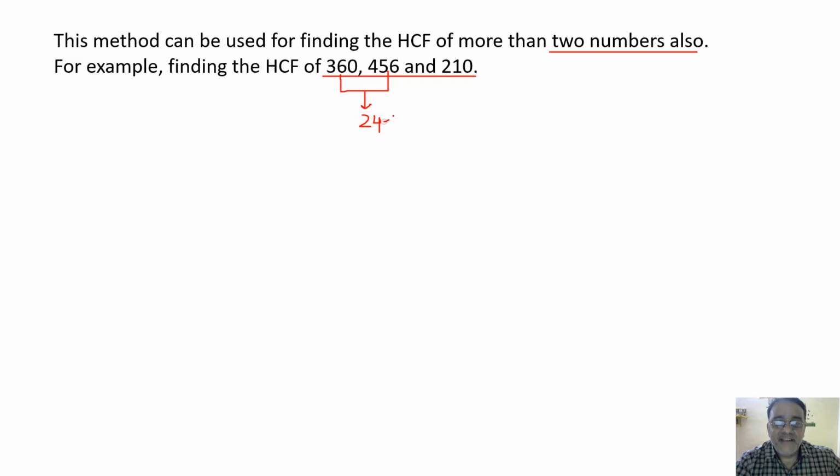Now we will find the HCF between these 2 numbers, and that is the final answer. Whether you got my point? Yes, sir. If 3 numbers are there, we will find the HCF of 2 numbers by division method, and whatever we are getting, that we are getting 24. So 24 and 210, HCF of these 2 numbers we have to find. Okay, so we are doing right now.